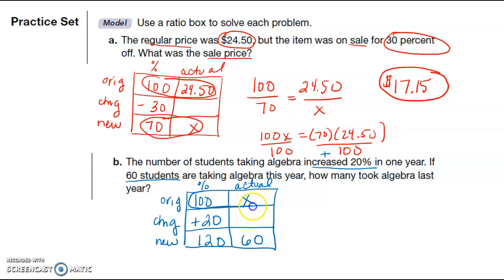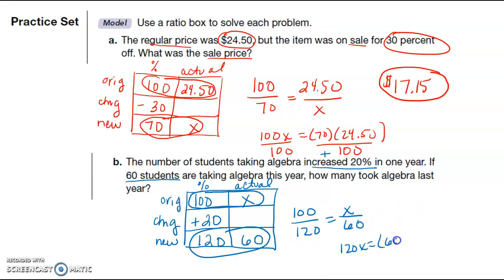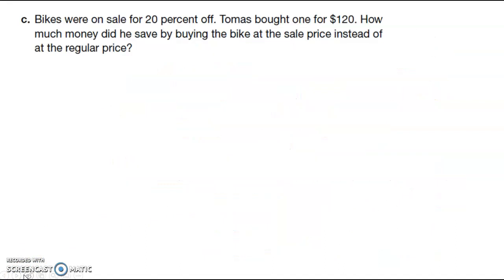Okay, so I'm going to take this line and make my proportion. And then I'm going to cross multiply, so I have 120x is equal to 60 times 100, and then I divide to get rid of 120, so x is equal to 60 times 100 divided by 120, and I get 50 kids, which makes sense because it's an increase. All right, let's go to the next one.